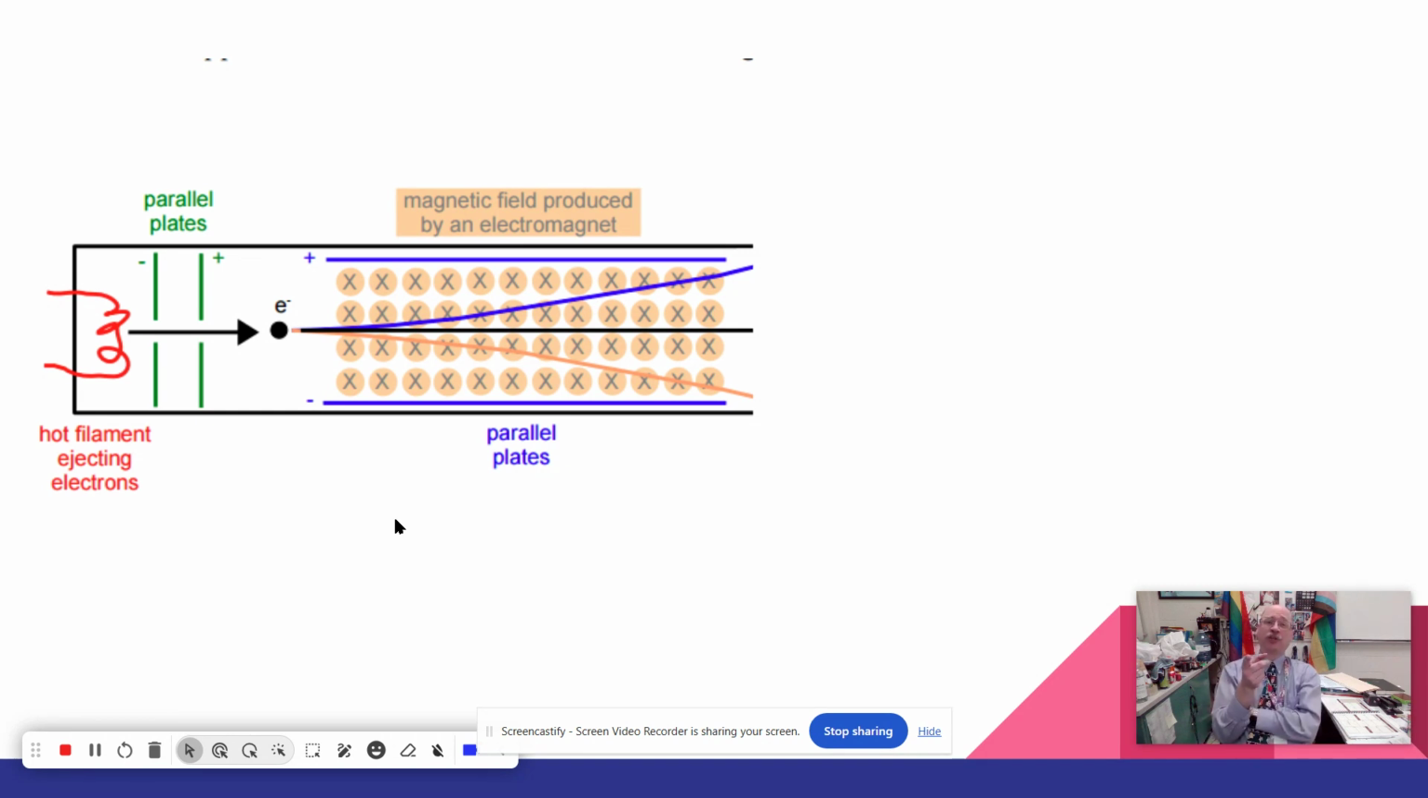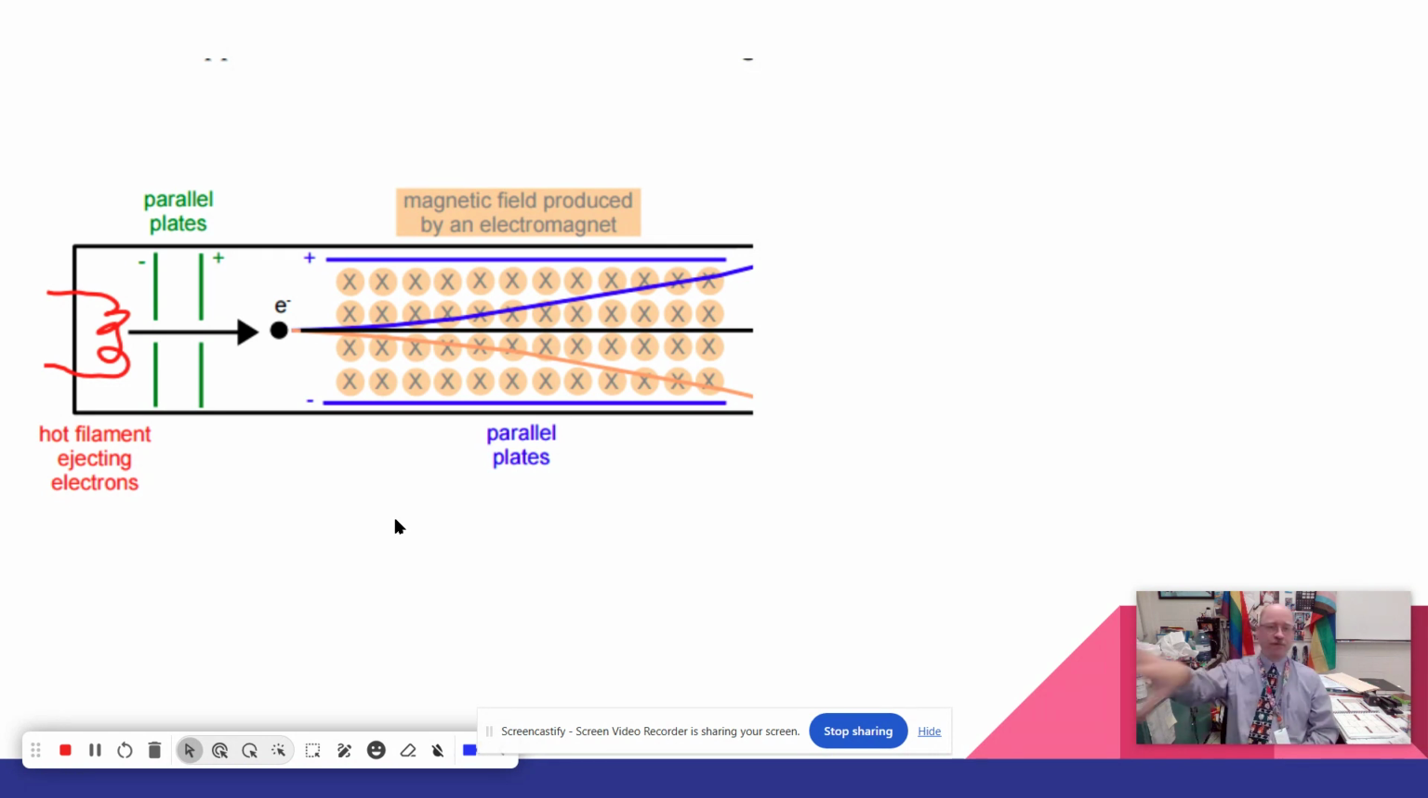Now, this is where J.J. Thomson had to tinker with this a bit. He had to get it just right. So as much as the electric field was causing a force pushing up, the magnetic field caused a force pushing down. And if he tinkered with this just right, he could get the electron to go straight through.